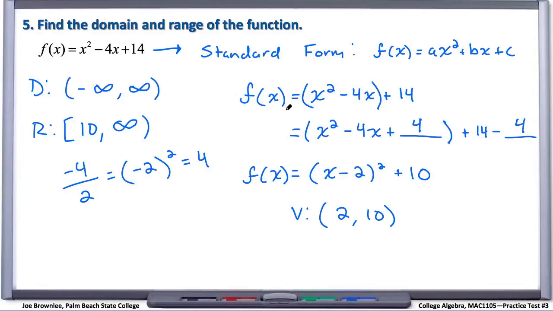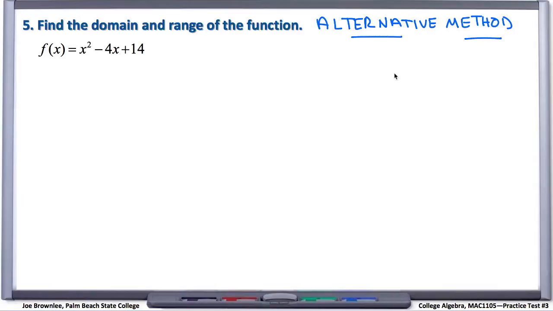And then to find the range for number 5, what we did is we completed the square with the given equation here. If you don't want to complete the square in order to find the vertex, there is an alternative way that we can find the vertex, right? So again, let's just quickly point out that the domain, again, for all parabolas that open up or down, the domain is always negative infinity to positive infinity.